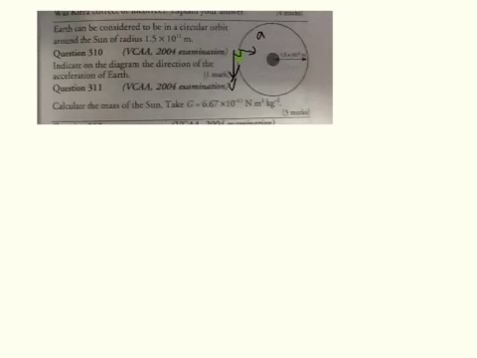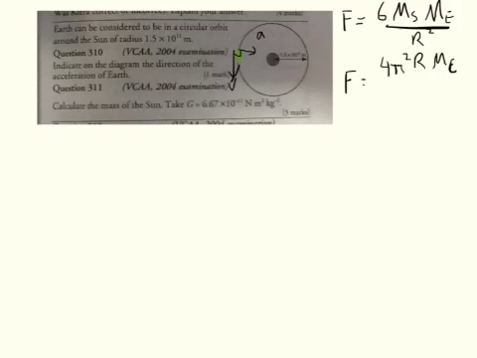Second question, we need to find the mass of the Sun, and we're given the gravitational constant. So if we write down some formulas which have masses for gravity, we have force equals a gravitational constant times the mass of the Sun times the mass of the Earth over the radius squared. We also know that the force is equal to 4 pi squared times the radius times the mass of the Earth over the period squared.